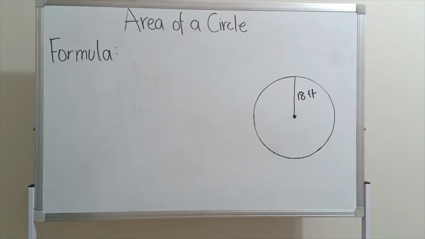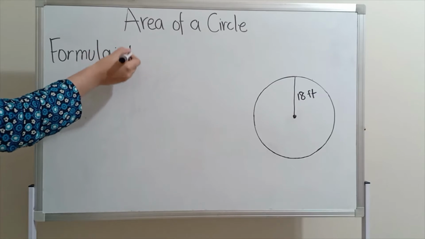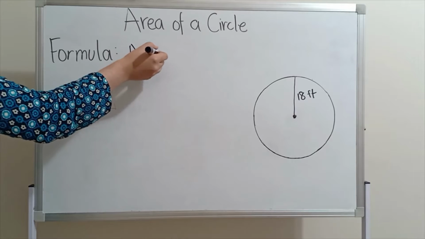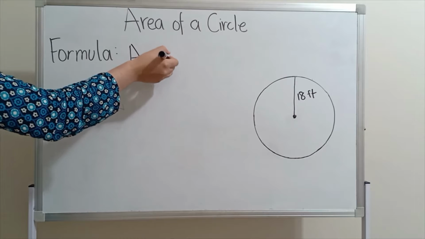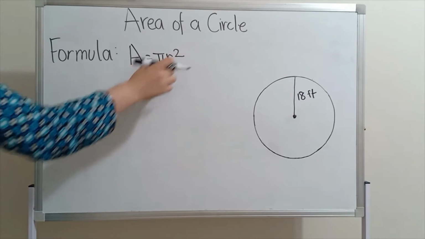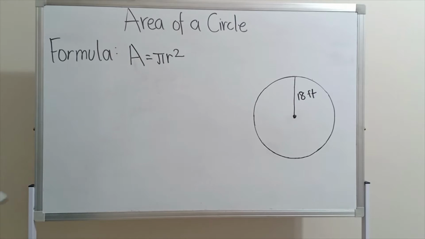So in this video our topic is finding the area of a circle. So we're going to go over the formula and all the steps to solve that. Now first let's see the formula. So the formula to find the area of a circle is A, meaning area, equals pi r squared. Pi times r squared. So let's break down the variables.